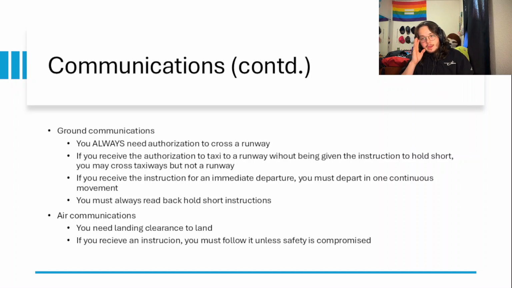Fantastic. So air communications. You always need a landing clearance to land if you're at an airport with a tower with an air traffic controller. Always, always. And if you receive an instruction, you must follow it unless safety is compromised. Okay, what that means is that basically in your PSTAR, if any of the answers are, I will do it, you being as safe as possible, comply to the rules until safety is compromised. That is the answer. It's always about safety with aviation.